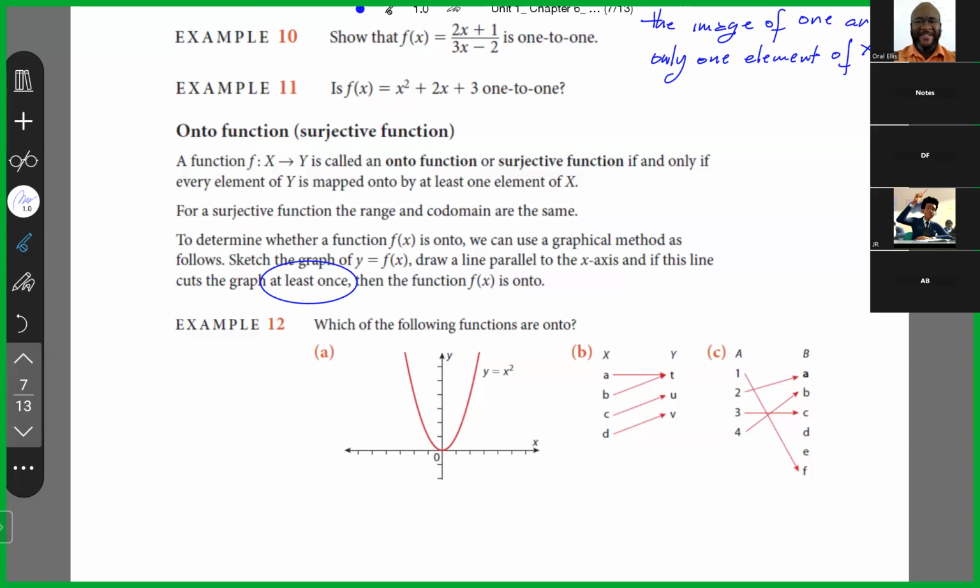So if there's a horizontal line that can be drawn that does not cut the graph, the function is not onto. It is not surjective. But if every horizontal line that can be drawn through the graph cuts the graph at most once, the relation is a function.